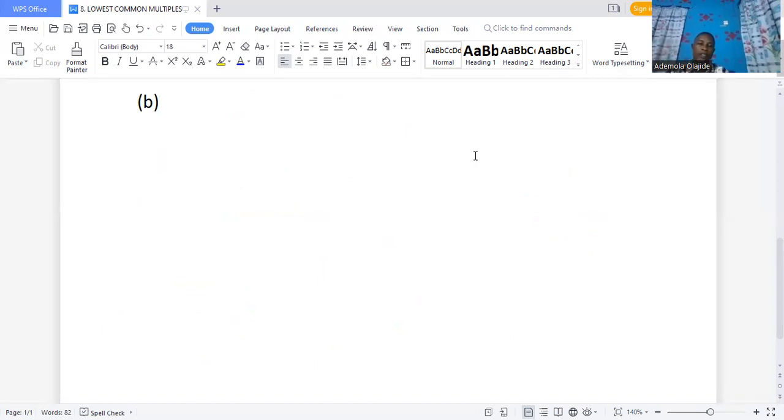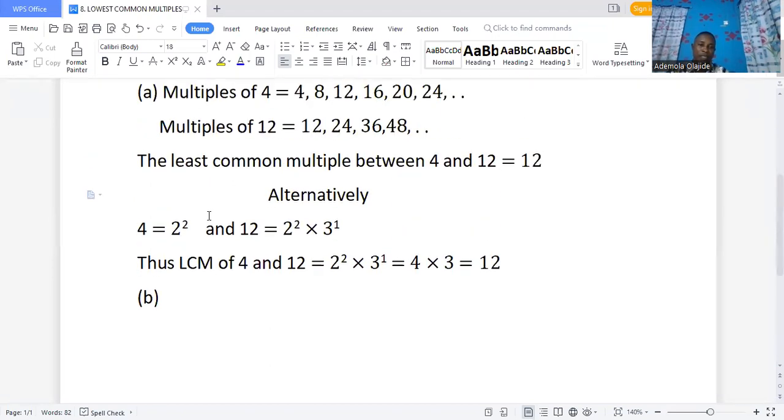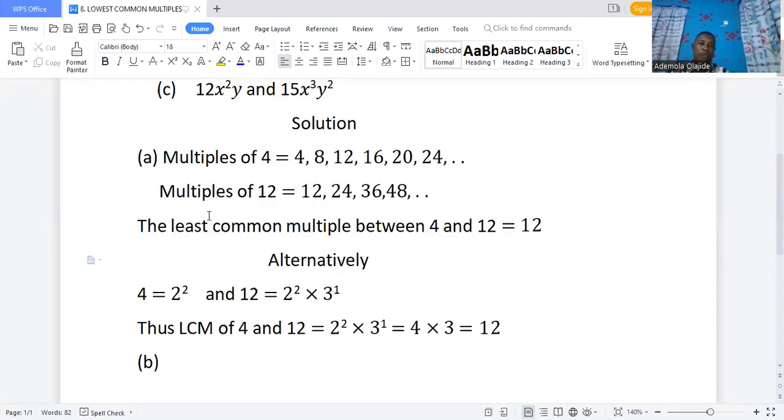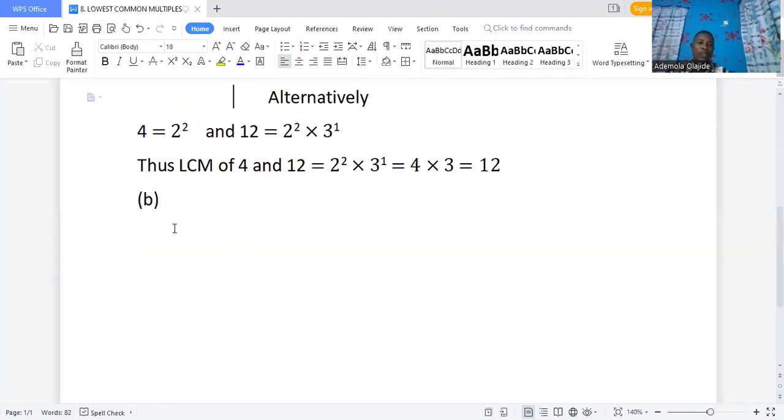We quickly go to C. In C, we have 12x squared y and 15x cubed y squared.